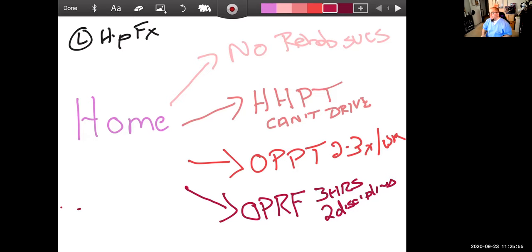Now, not all of us have that ability, right? Think about if somebody had a stroke, how much better they could get if they could have a therapist in home with them.